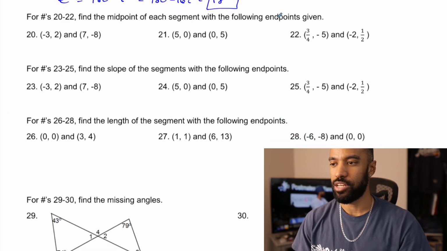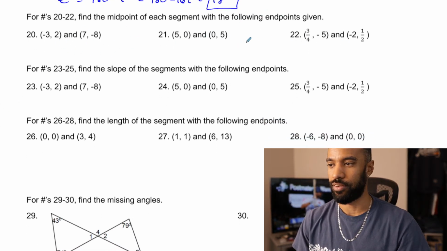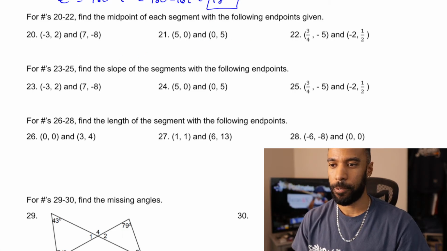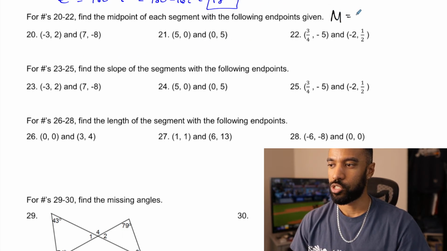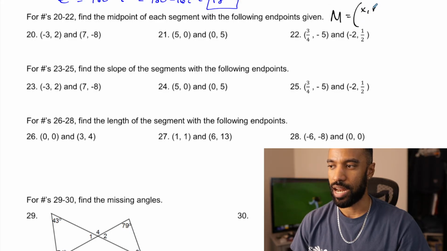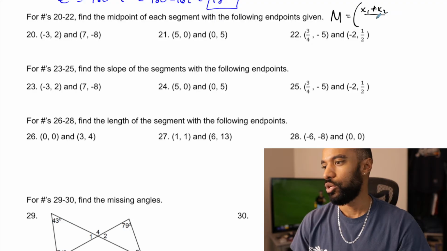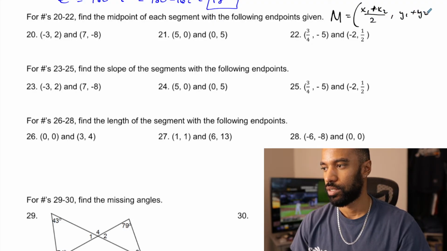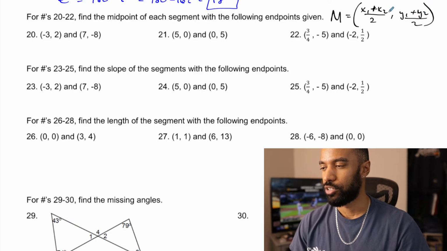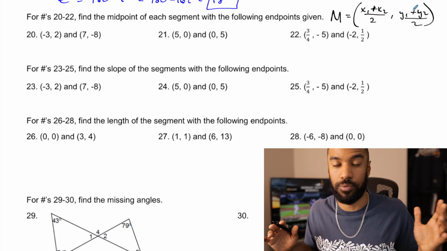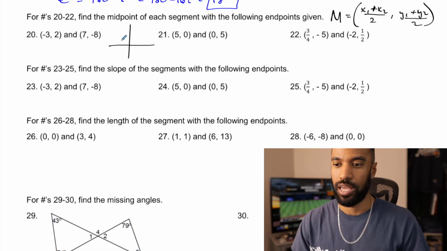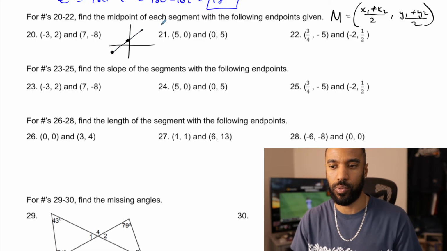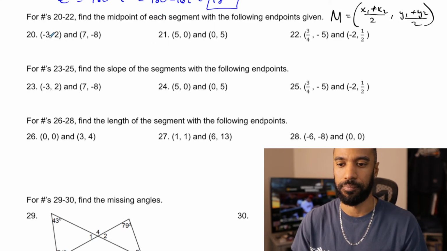Find the midpoint of each segment with the following endpoints given. In these problems, the midpoint formula is based off averaging your x values and averaging your y values. You average values by adding them and dividing by 2, if there are 2 of them. And the final result is an ordered pair. We're trying to find what's the midpoint between here and here. It's right in between. We have to find an actual ordered pair.